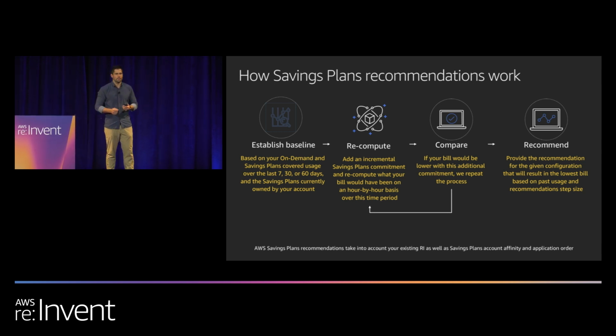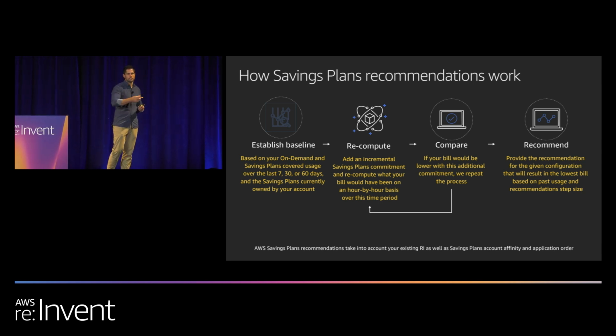We take out the RI covered usage because your RIs apply before your savings plans, and we don't want to generate a recommendation based on your usage that's already covered by RIs. So we take that out, and we also take out your spot usage. We only generate these recommendations based on your on-demand and savings plan covered usage.